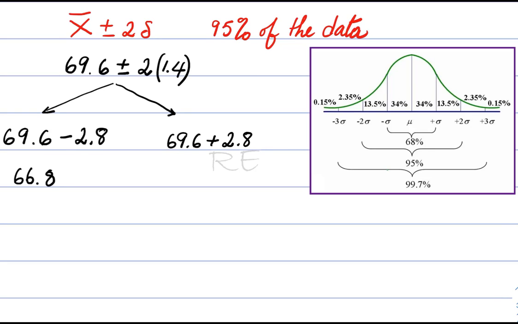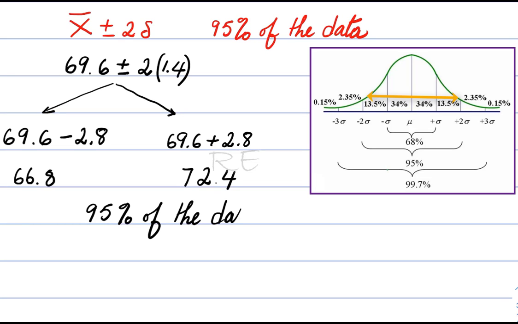On the right, we're going to have 69.6 plus 2.8, and our answer is going to be 72.4. So 95% of the data, according to the empirical rule, will fall between 66.8 and 72.4 within 2 standard deviations from the mean.